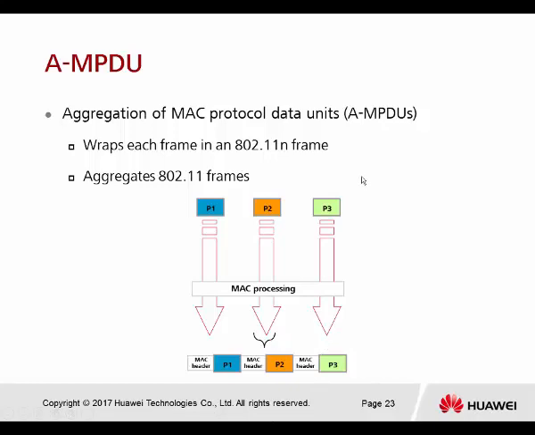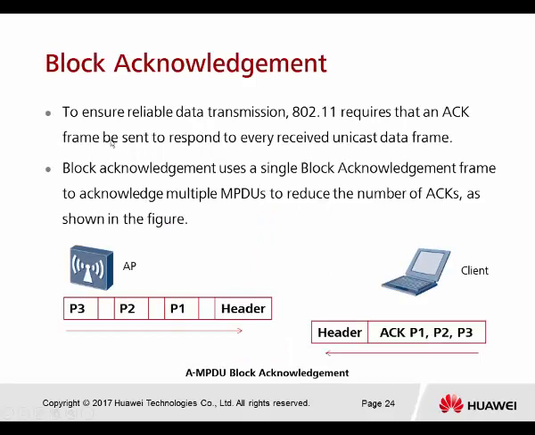Block acknowledgement. To ensure reliable data transmission, 802.11 requires that an acknowledgement frame be sent to respond to every received unicast data frame. Just now all the MPDU and MSDU were delivered from the AP to the client. So this MSDU packet is already sent to the client. When the client receives all that information, it acknowledges. And for the acknowledgement, they don't need to acknowledge 3 times to the AP. It's required once only.